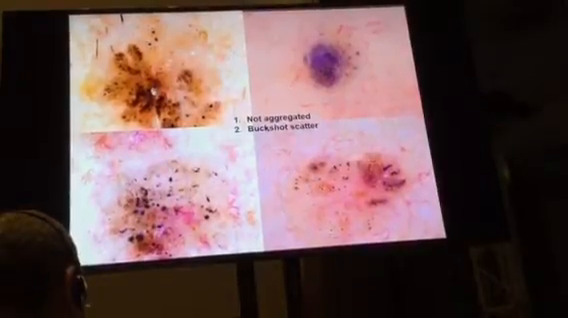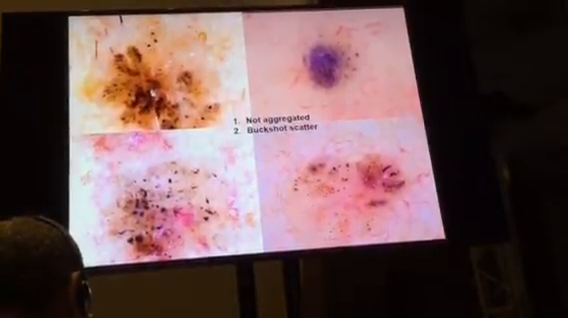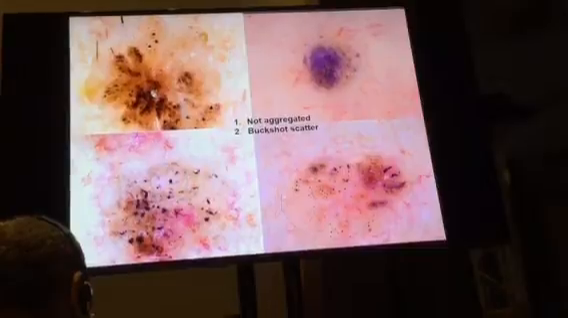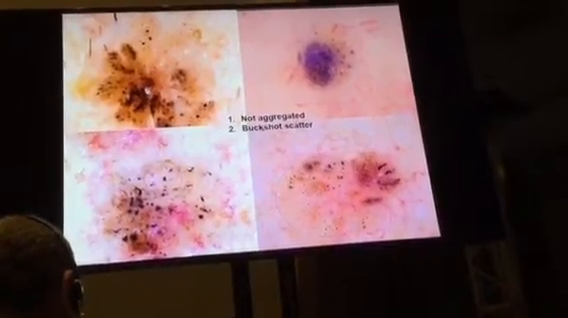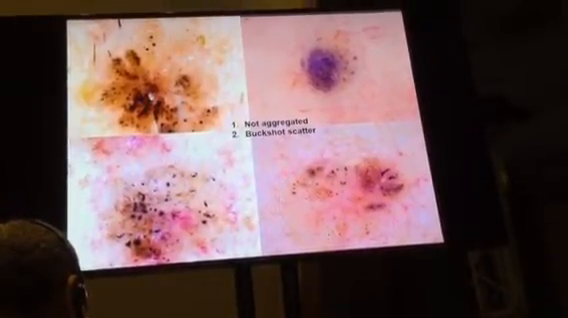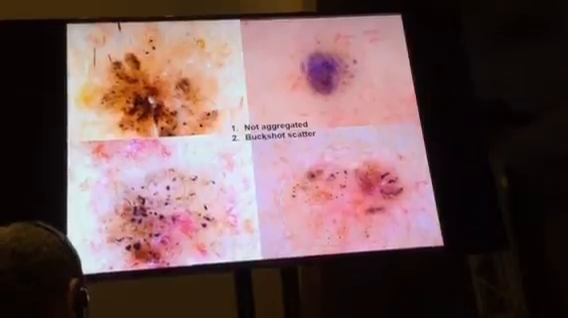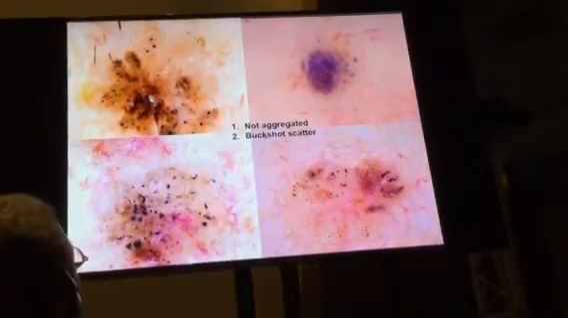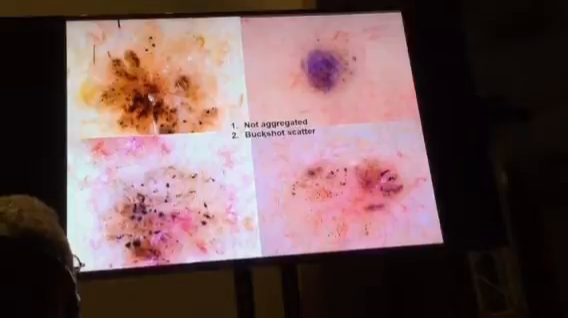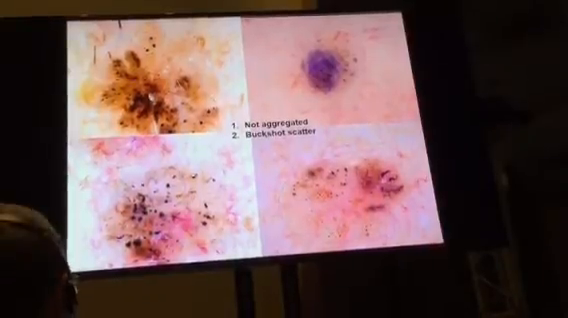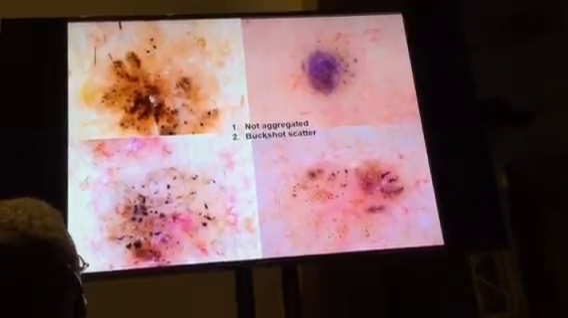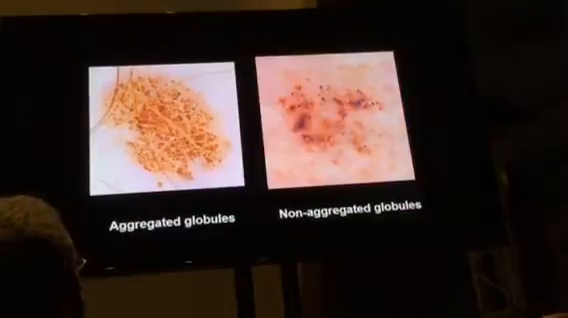In terms of the dots and globules, they tend to be non-aggregated. So you sort of see them haphazardly throughout the lesion. In a way, they remind you of buckshot scatter. And the translation for that, I'm not sure how easy it is, but with a shotgun, if you shot that, it kind of spreads throughout the lesion. So that's what it's reminiscent of for me.